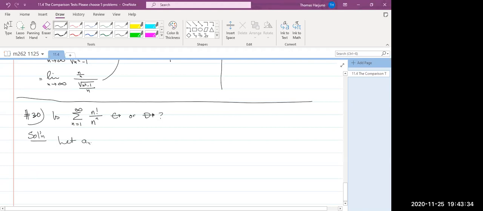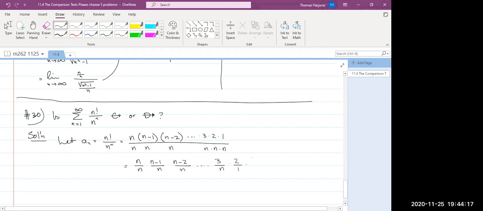Let a_n be the terms. And this is n times n minus 1 times n minus 2 all the way to 3 times 2 times 1 over n times n times n, and so on. Maybe if I break it up, this is n over n, which is 1. n minus 1 over n, which is slightly less than 1. Eventually, we have 3 over n, 2 over n, 1 over n.